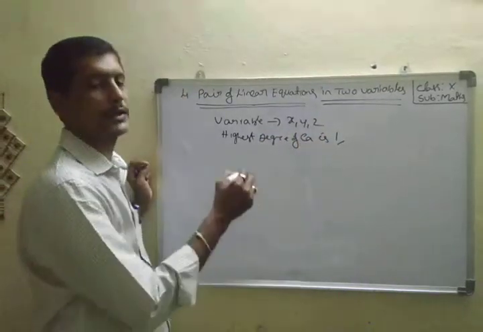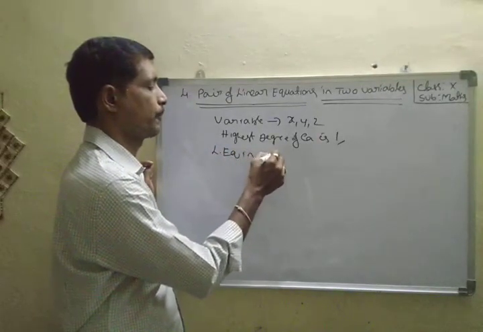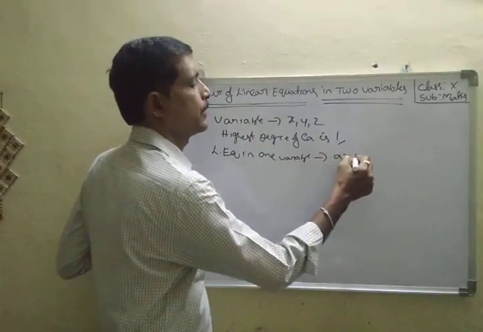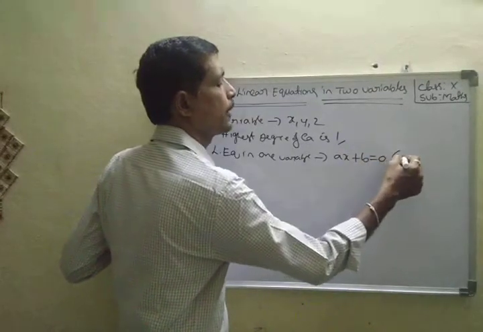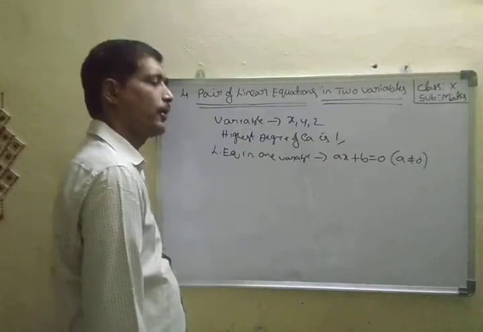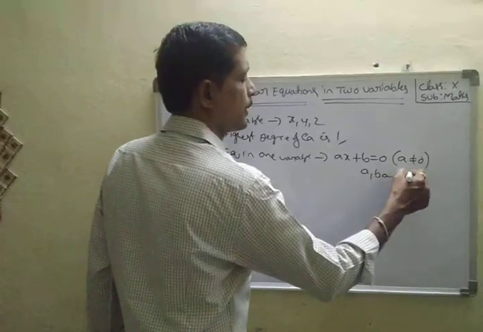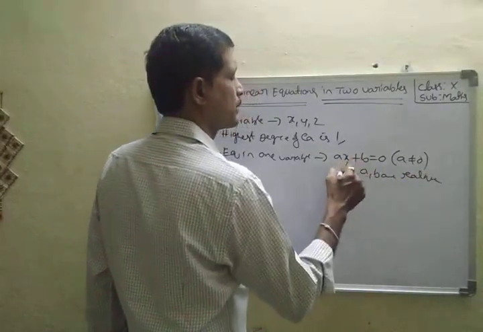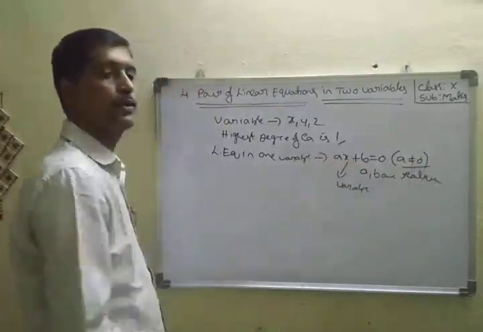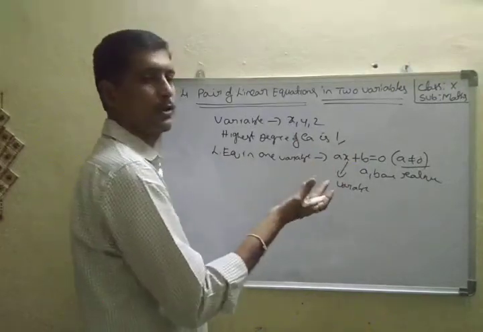So generally, a linear equation in one variable is ax plus b equal to 0, where a is not equal to 0. Here a and b are constants, real numbers, and x is the variable. Here a is not equal to 0. Suppose a equal to 0, then only b equal to 0, which is not possible. Suppose 5 equal to 0, that is not possible.